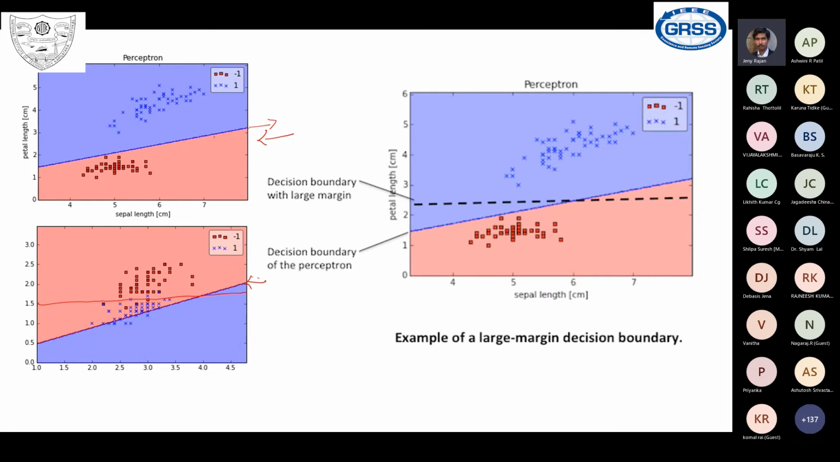If you look at real world problems, you can see that these problems cannot be easily solved with the help of a line. You need very complex decision boundaries.